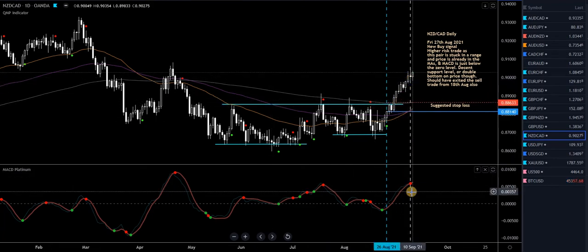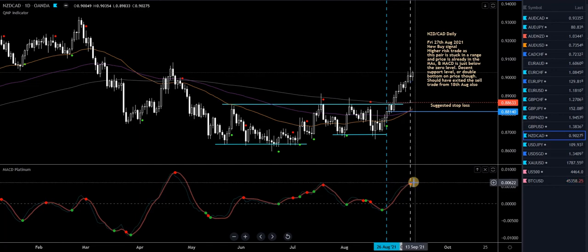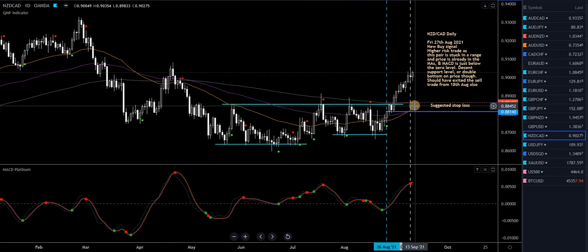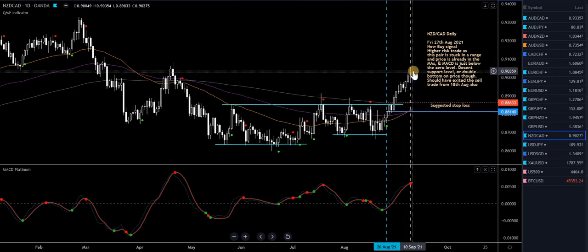In the meantime, we've got a red dot on the MACD Platinum with the MACD Platinum above the zero level. So that's the warning line. It means I'm in sell mode or looking for sells. But in the meantime, we'll ride this buy up as far as we can.